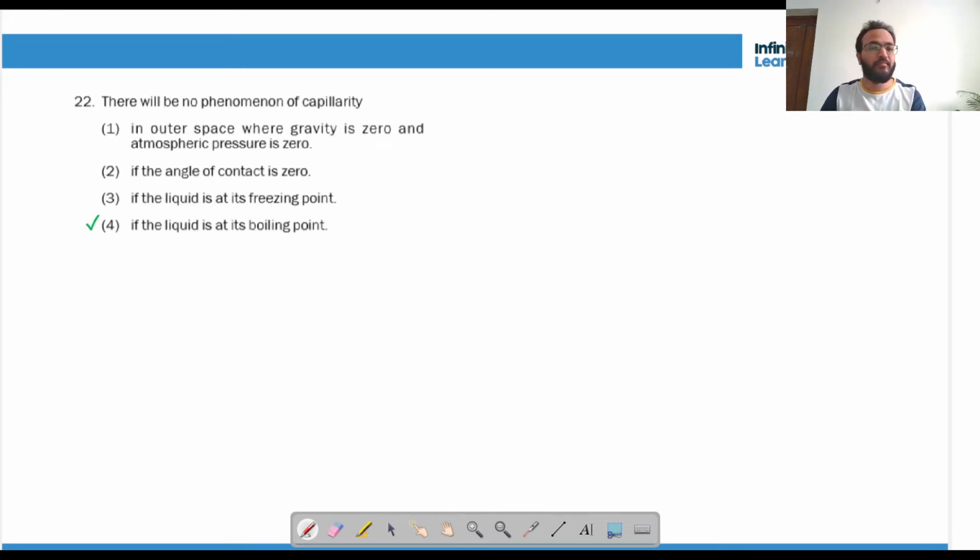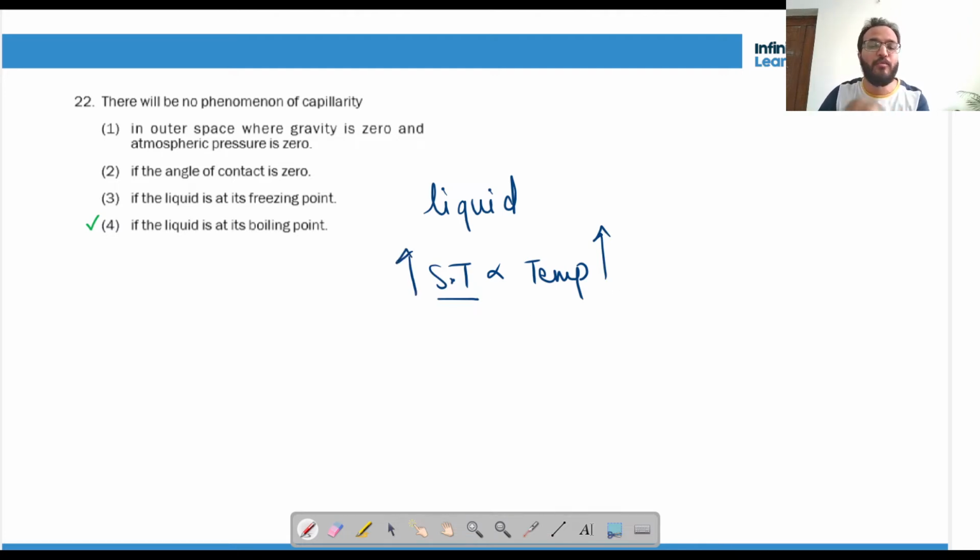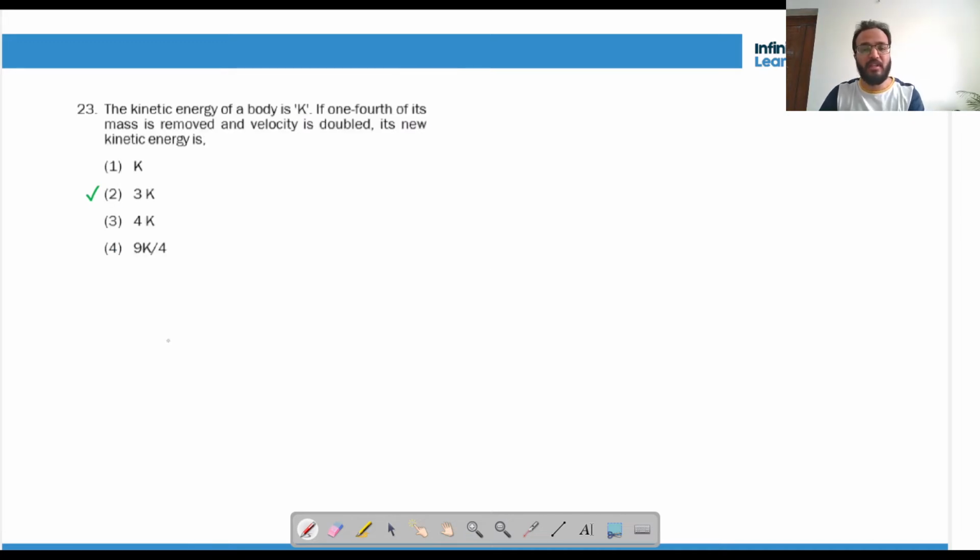Got it? Now, there will be no phenomena of capillarity at boiling. What happens in liquids? In liquids, the surface tension is directly proportional to temperature. So when the liquid reaches its boiling point, its surface tension almost becomes negligible. Capillarity is a phenomena which occurs because of surface tension only. So if surface tension ceases to exist at boiling point, there will be no capillarity, and hence we can say the fourth option is correct, right?